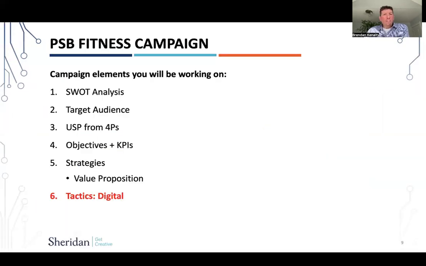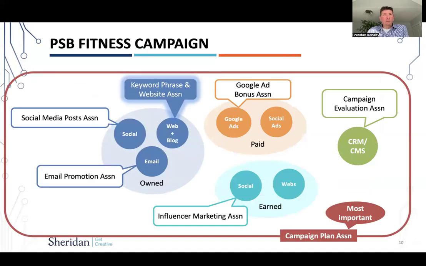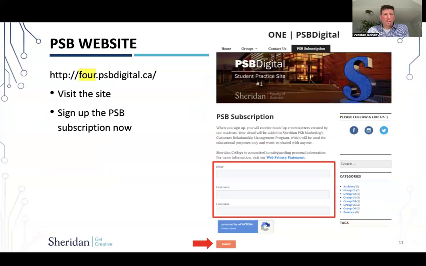Okay, so just to recap, we went through the entire campaign. You guys, thanks for doing your presentations last week. Really good. Everyone did a really good job. And today we're going to dig more into some of the tactical stuff around digital. We talked about all the parts of this particular campaign that we're working on. So we've got our social media stuff, our email, our influencer, our website, all that type of stuff. And today we're going to be focused on this blue area here, the keyword phrase and website association. So again, we're going to get into it in a second.